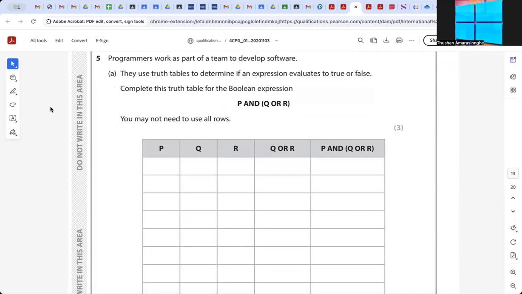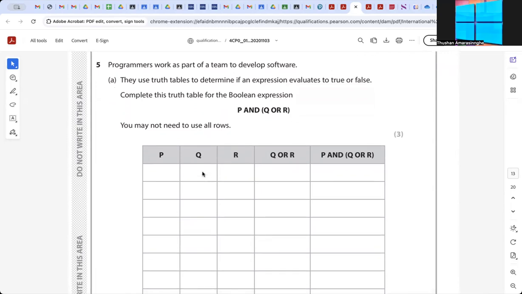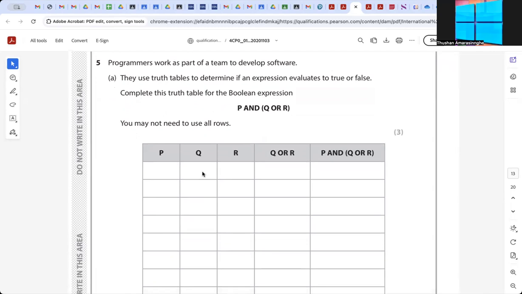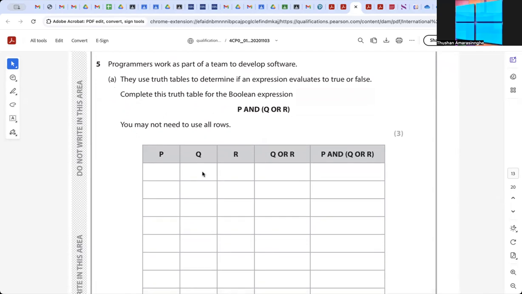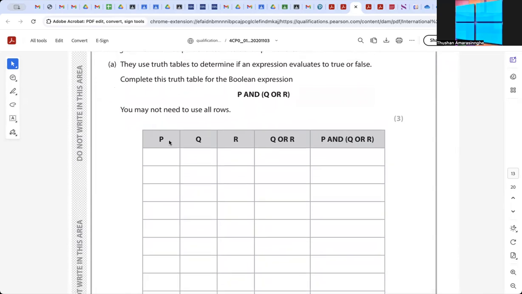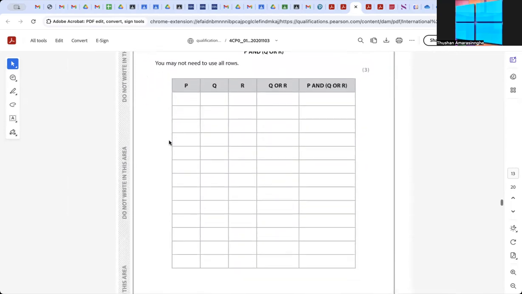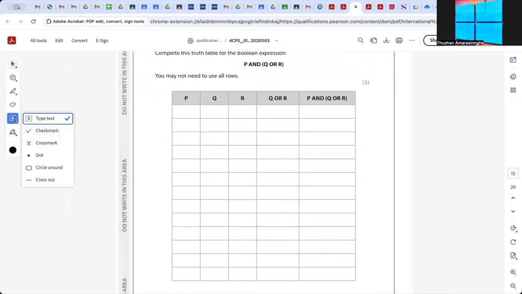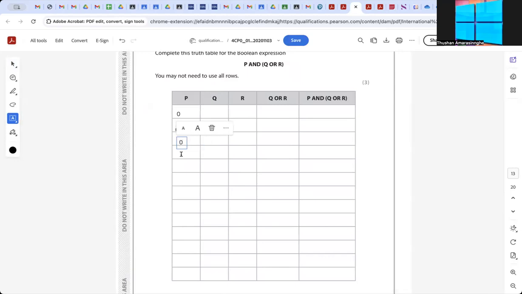Now, children, as you can see, there are three inputs: P, Q, R. So 2 to the power 3 is 8. I told you that based on the number of inputs, the number of possible outputs is determined. There is a pattern for completing these. When we have three inputs, we have to complete only 8 rows. Complete the first column starting from 0. We know there are 8, so 4 zeros, then the rest of the values are 4 ones to complete 8.